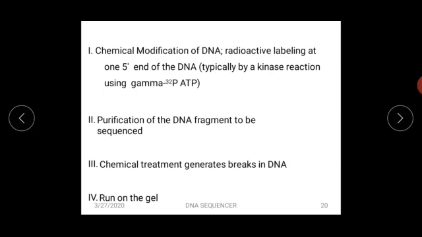How is the chemical modification of DNA carried out? It is done with the help of radioactive labeling at the 5' end of the DNA. Normally, it is done by the kinase reaction using gamma 32P, that is radioactive phosphate from ATP. After this, the DNA fragment is purified and sequenced. The chemical treatment generates breaks in the DNA and they are run on the gel.